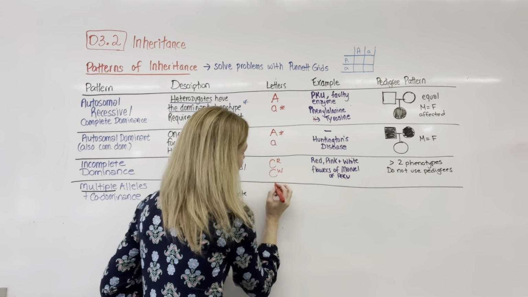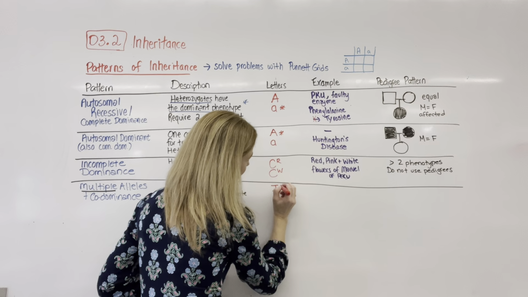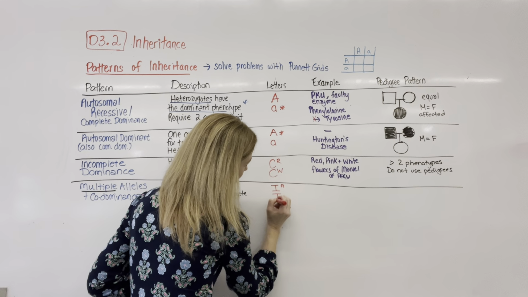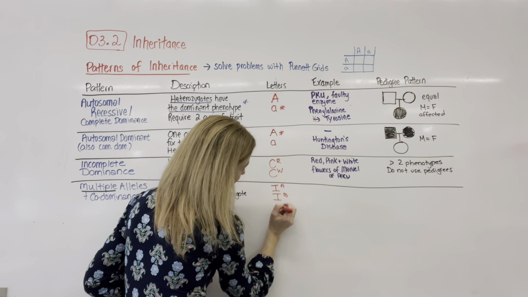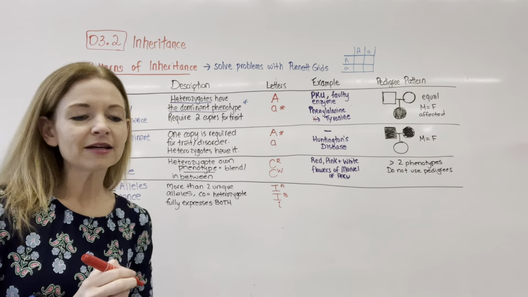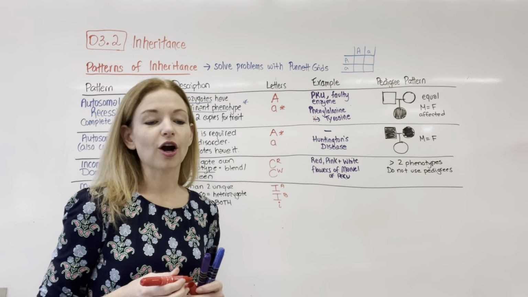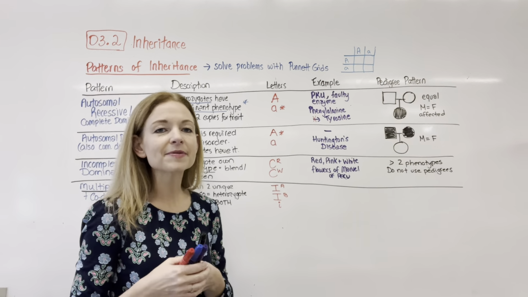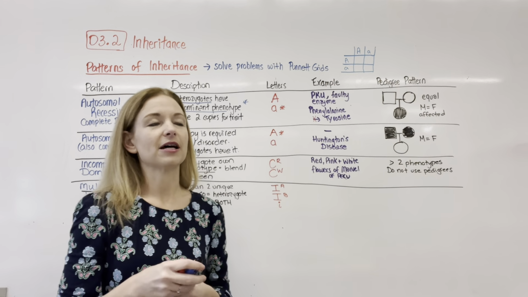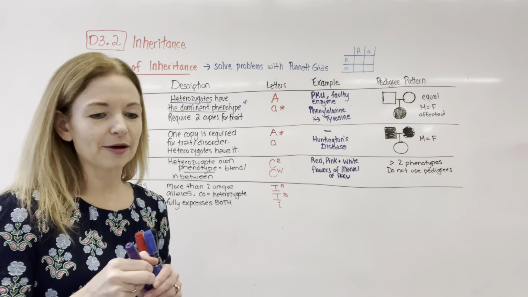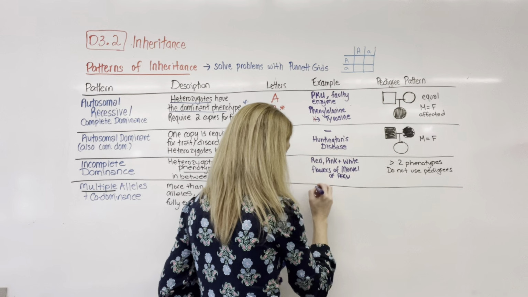So what we're adding here is the alleles. So we do want to use the I's, so IA, IB, and little i. IA and IB are our co-dominant blood types, so they are both dominant. So again, our example here is ABO blood types.